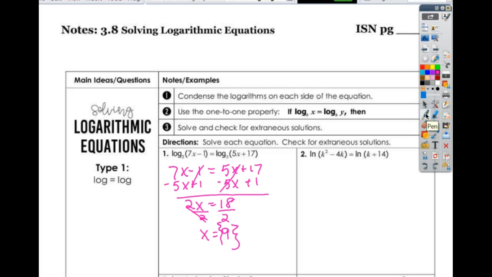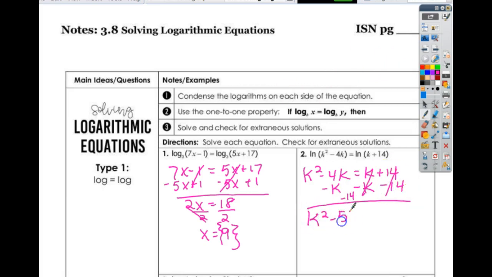So these are equal, so I can set this equal to this. And unlike this one, when we just had a variable, we put the variable on one side and the number on the other. This time, we have to move everything over to the squared side. So I'm going to subtract the k and then subtract the 14. And so when I do that, now this factors. So my k equals 7 and negative 2.